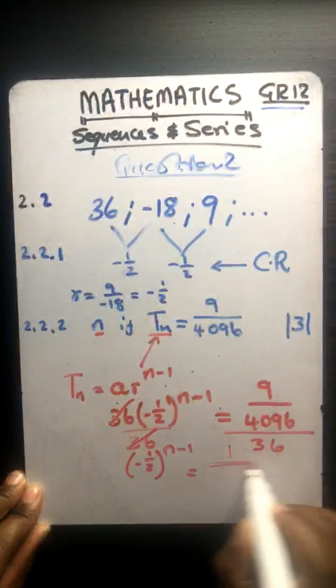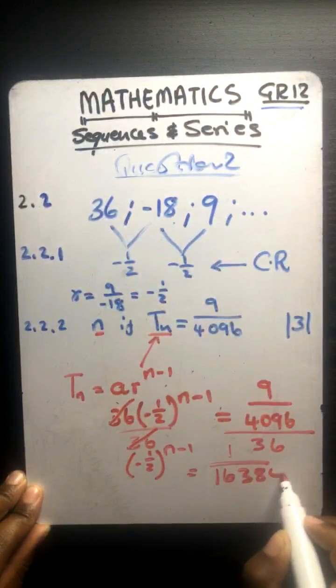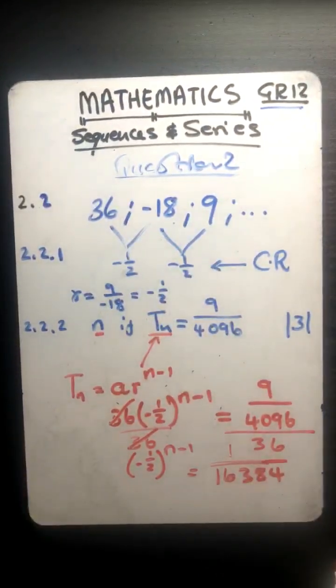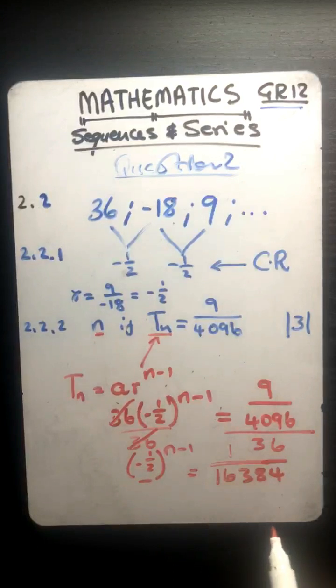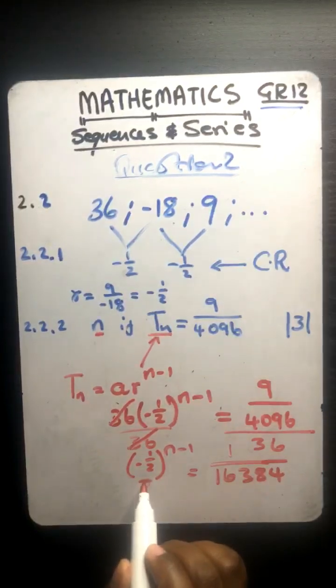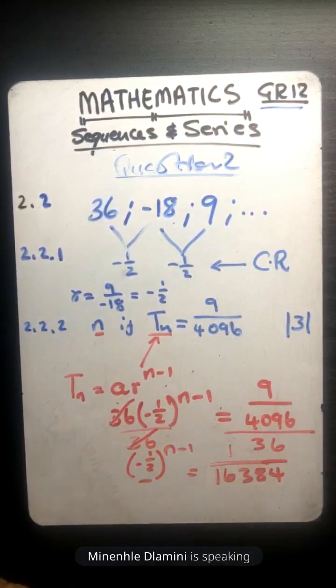So I'm also getting 1 over 16384. Now, can you see? We somehow need to make the bases the same, so that when the bases are the same, the exponents are also the same. So how can we possibly do that? I'm still getting 81 over 1024.